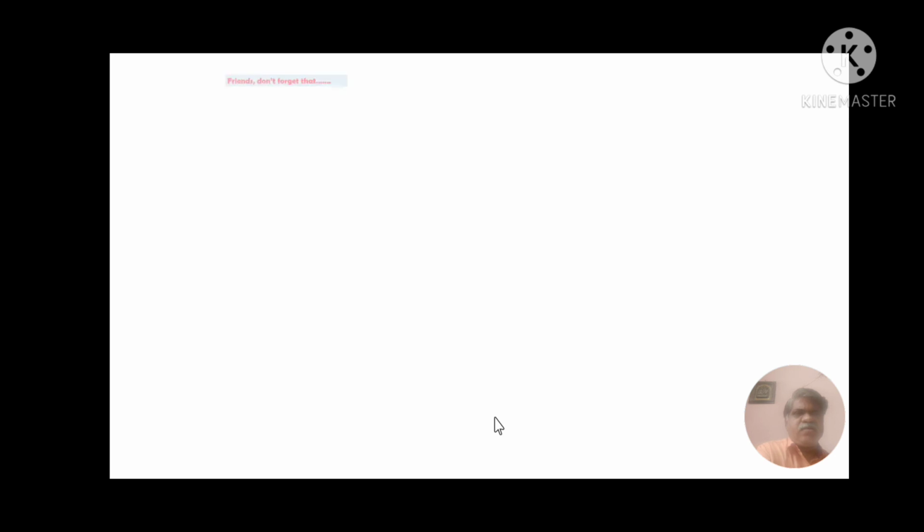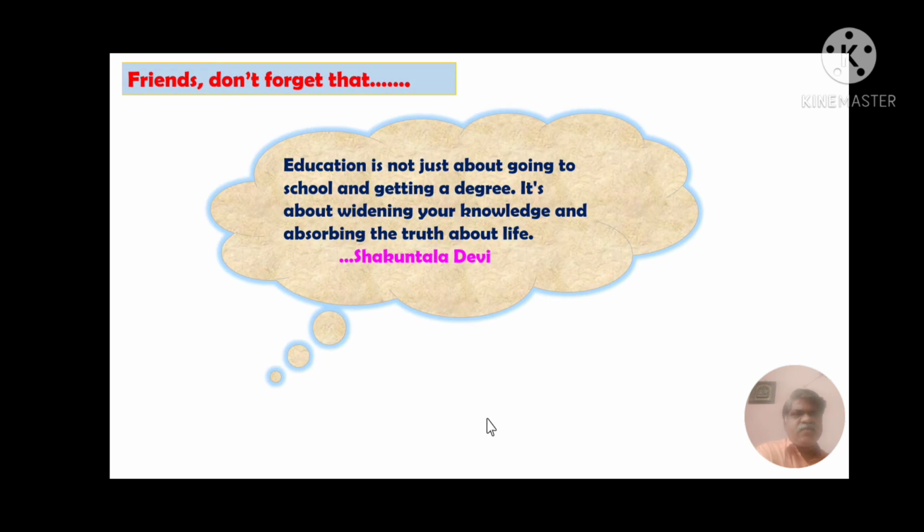So friends, you should not forget the famous words of Shakuntala Devi. Education is not just about going to school and getting a degree. It's about widening your knowledge and absorbing the truth about life. Very nice wording for your life and the career.